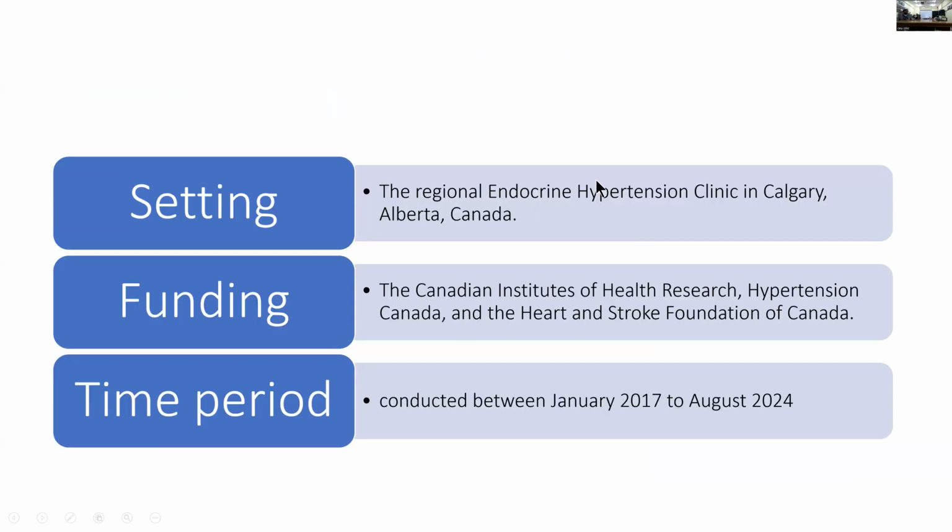This was done at the Regional Endocrine Hypertension Clinic in Canada, funded by Canadian Institute of Health Research, Hypertension Canada, and Heart and Stroke Foundation, but they had no role in the study or design. It was conducted between 2017 to August 2024. It's important because COVID was there in between and they had some issues with the BP measurement. We'll come to that.